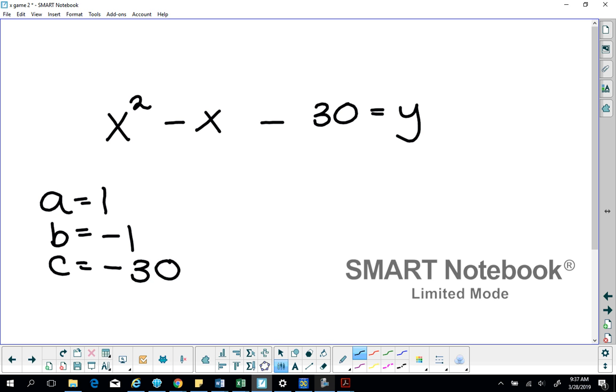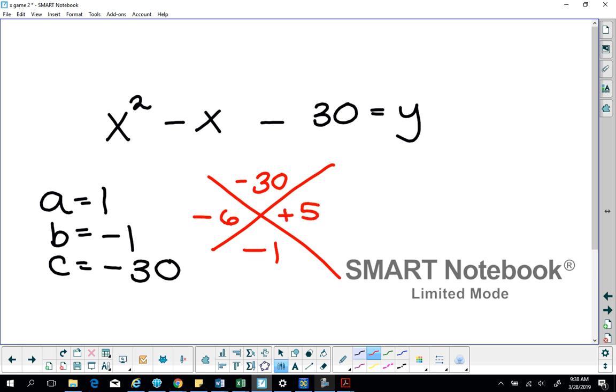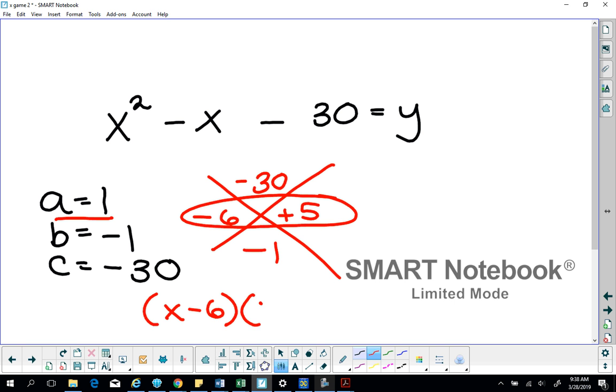Beautiful. Kristen, what's the next thing I do? The X game, right? And so I know B is at the bottom, negative 1. And then I do A times C, which is negative 30. So I need to figure out what multiplies to negative 30 but adds to negative 1. Does anyone know it? Negative 6 and 5. Beautiful. Ding, ding, ding. So I can do the box method, but because A is 1, I just know it's x minus 6, x plus 5.